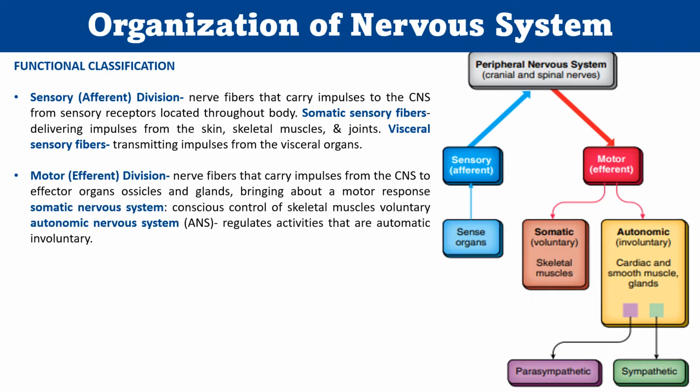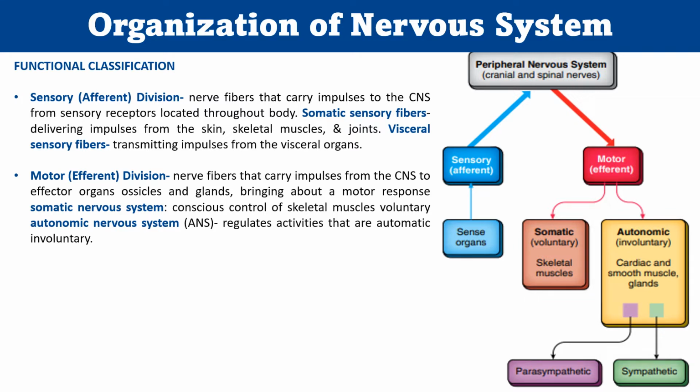Motor or efferent division: nerve fibers that carry impulses from the CNS to the effector organs, muscles and glands, bringing about a motor response. The somatic nervous system is the conscious control of the skeletal muscles; it's voluntary. The autonomic nervous system, ANS, regulates the activities that are automatic or involuntary.